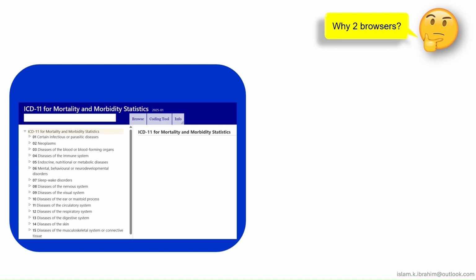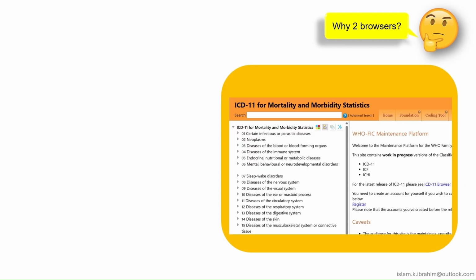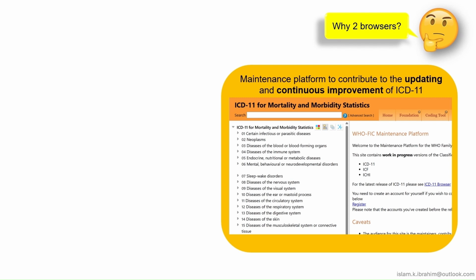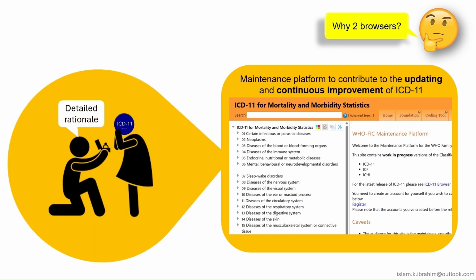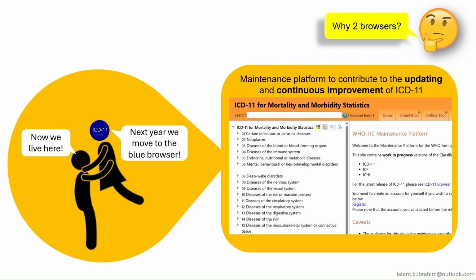Well, they have different purposes. The Blue browser contains the valid ICD-11 codes officially released by the WHO for morbidity and mortality coding and reporting. These codes are the global standard codes used consistently across all countries to represent different conditions. The Orange browser is the maintenance platform that allows users to contribute to the updating and continuous improvement of ICD-11. Such input is submitted in the form of a proposal with a detailed rationale and peer-reviewed references. If accepted, proposals are implemented in the Orange browser daily, but will only be reflected in the Blue browser in the next annual official release.